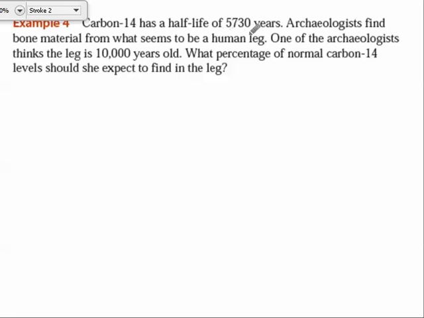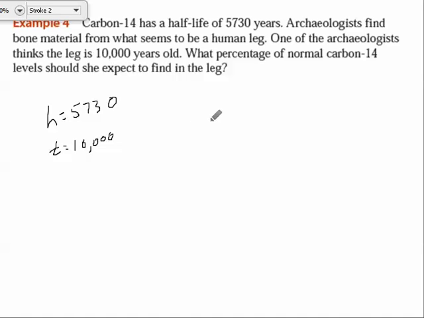So what are we looking at here? Carbon-14 has a half-life of 5,730. H equals 5,730. Archaeologists find bone material from what appears to be a human leg. One of the archaeologists thinks the leg is 10,000 years old. Okay? They're thinking that T is equal to 10,000 years. What percentage of normal carbon-14 levels should she expect to find in the leg? Okay? So, this is really easy to do. They're actually looking for what value of B they would have here.